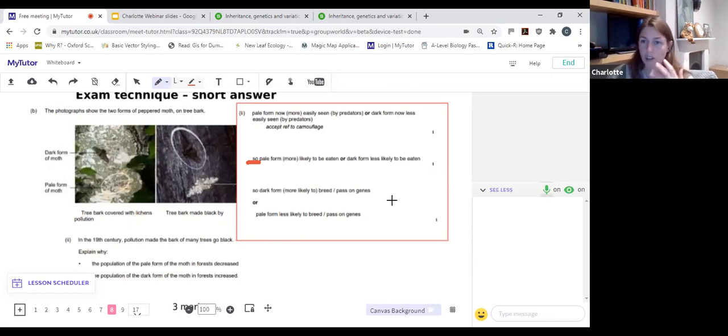So always ask yourself why. I remember one of my students, whenever we talked about a question, so here perhaps I would have said, this is a good example actually, why did the population of the pale form of the moth decrease? And she always used to say, well, they all died. And I thought, yeah, that's true. But you need to ask yourself why. So why did they all die? Why was that a problem? And then you need to write down a sentence for each of those explaining.